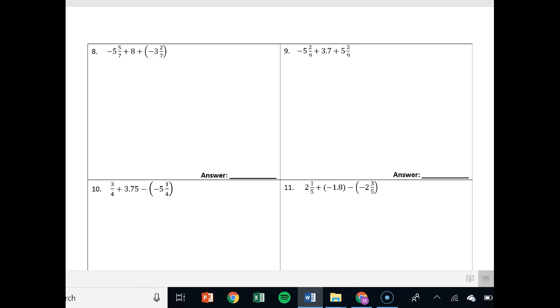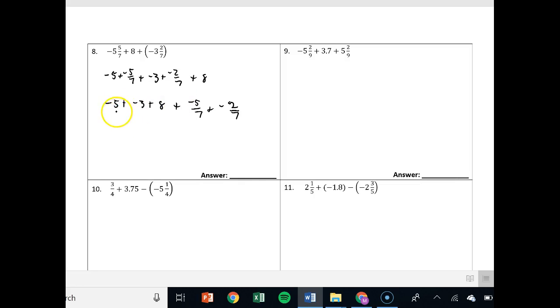Backside, number 8. So notice no KCC here. So let's just rearrange stuff. Negative 5 plus negative 5/7 plus negative 3 plus negative 2/7 plus 8. Notice how I just broke apart the mixed numbers. So negative 5 plus negative 3 plus 8, and we'll put all the whole numbers together, plus negative 5/7 plus negative 2/7. So putting all the fractions together.